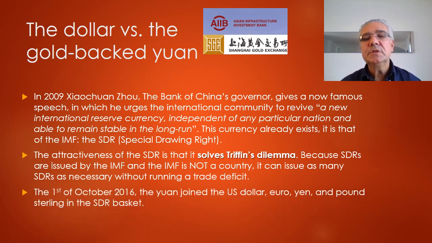On the 1st of October 2016, the Chinese currency, the yuan, actually joined the US dollar, the euro, the yen, and the pound sterling in the SDR basket, because the SDR is actually a basket of currencies and therefore takes its value from the components of its basket.